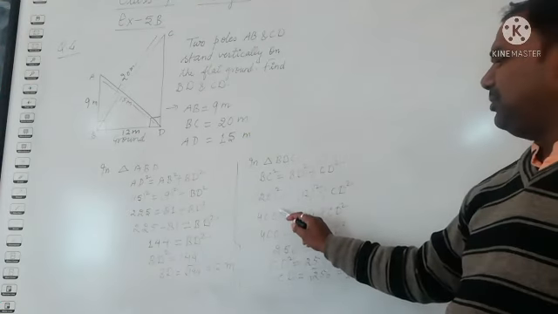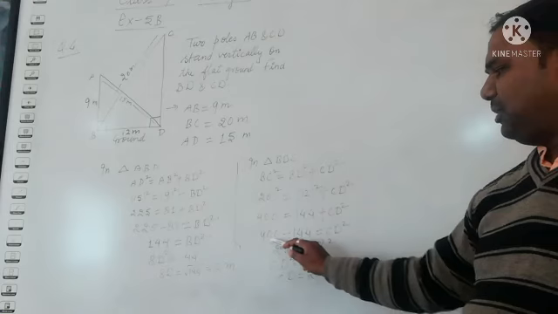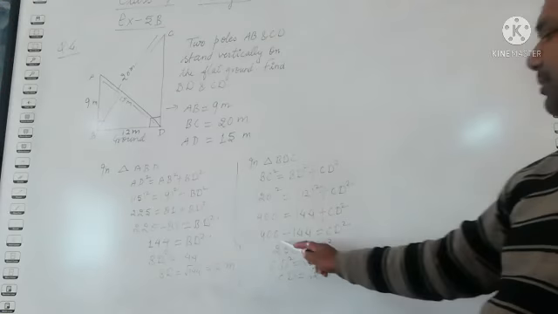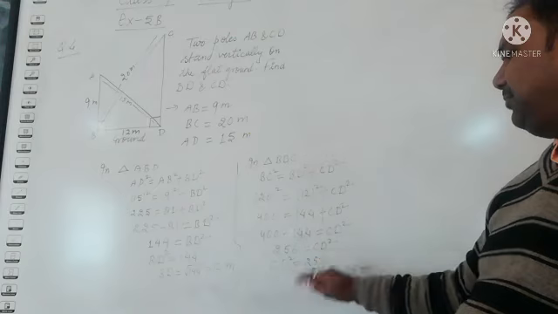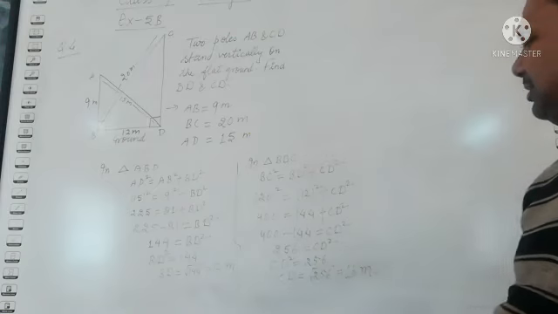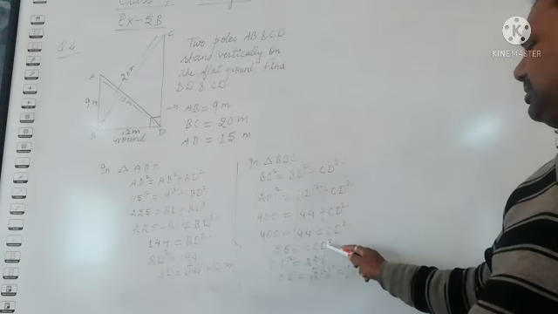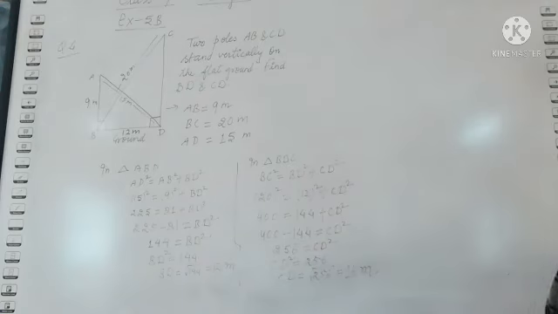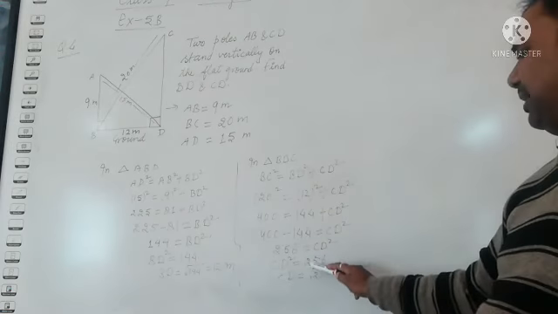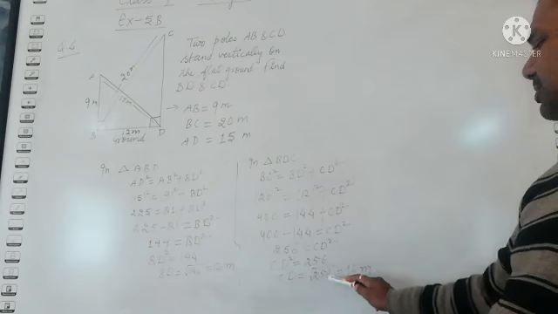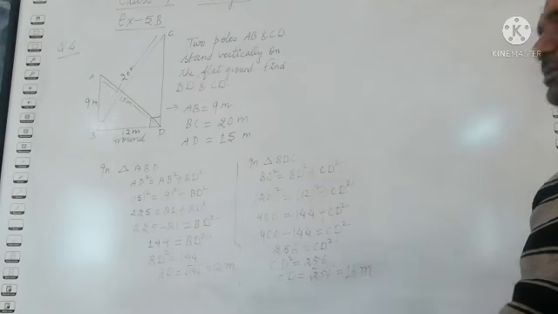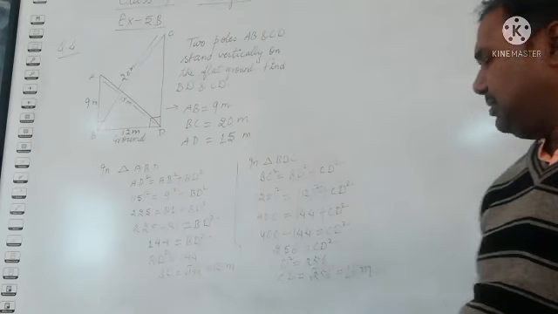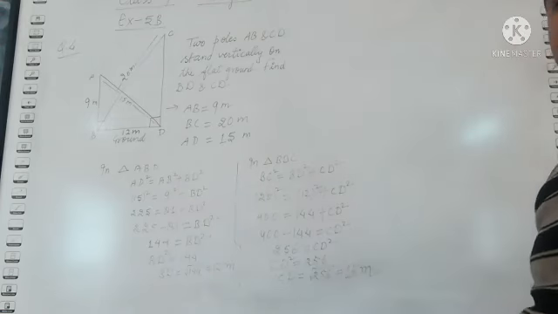Now transpose 144 to the left side. So 400 minus 144 is equal to CD square. Now subtract 400 minus 144, we have 256. So 256 equals CD square, or we can say CD square is equal to 256. Now CD is equal to square root of 256. Now square root of 256 is 16. So in this way we got the value of BD, that is 12 meter, and CD, that is 16 meter.